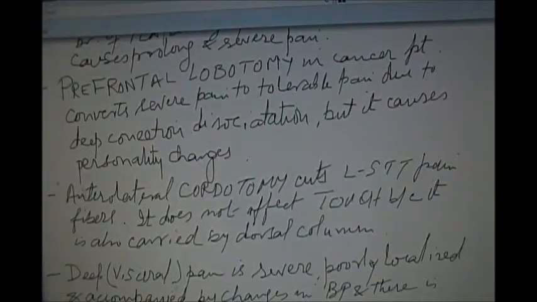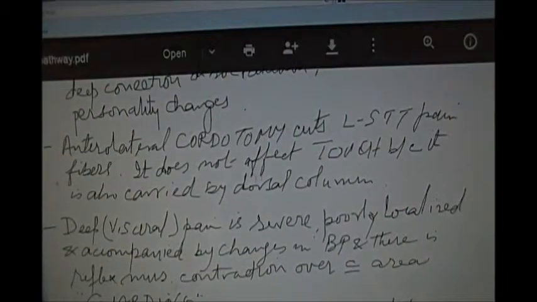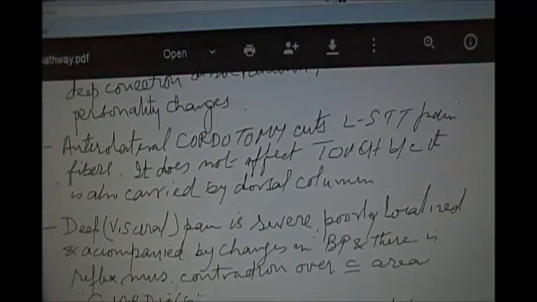The other procedure done to relieve pain is the anterolateral cordotomy. What is anterolateral cordotomy? This is done in the spinal cord, and it cuts the lateral spinothalamic tract pain fibers. It does not affect the touch because it is also carried by the dorsal column. So cutting the anterolateral spinothalamic tract in the spinal cord relieves the severe pain, but it does not affect the touch fibers because the fine touch is carried by the dorsal column.